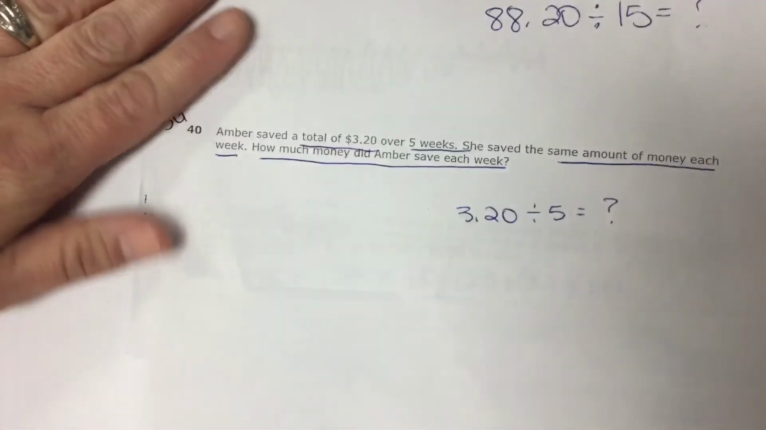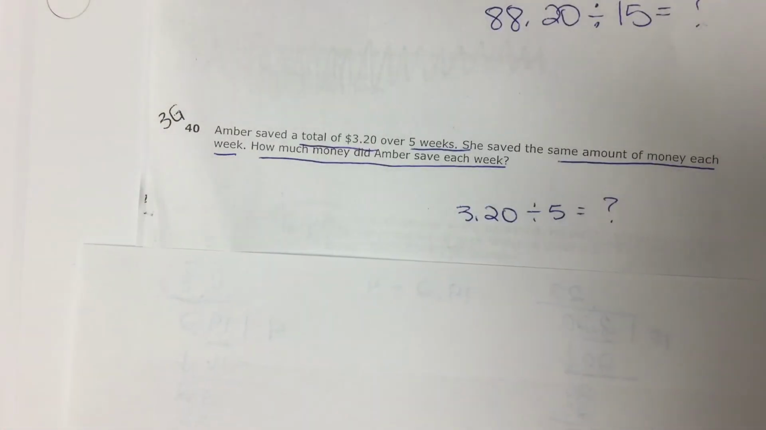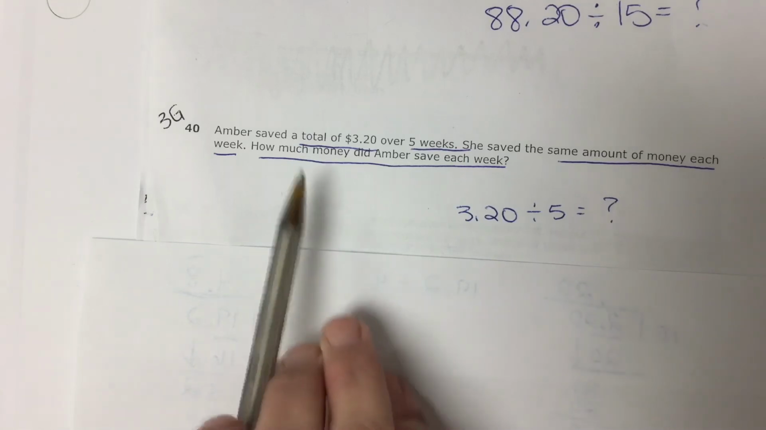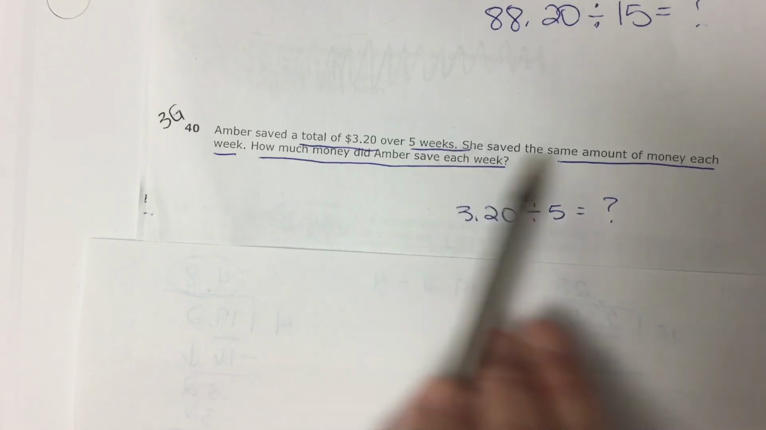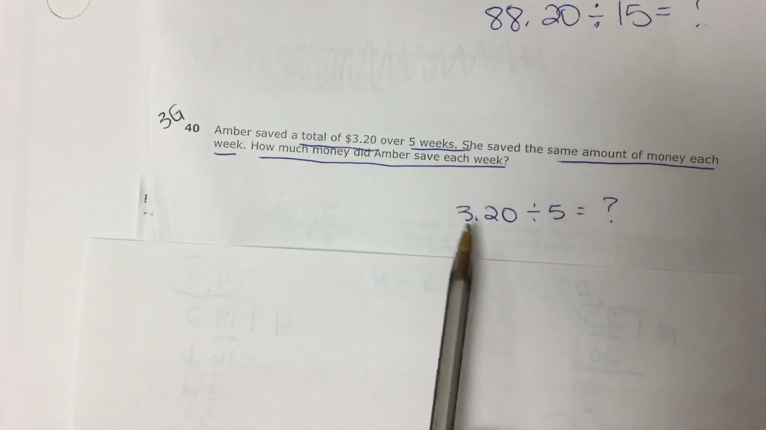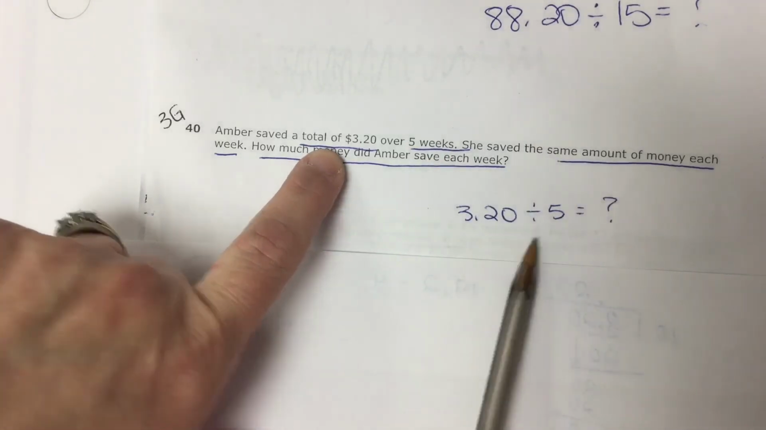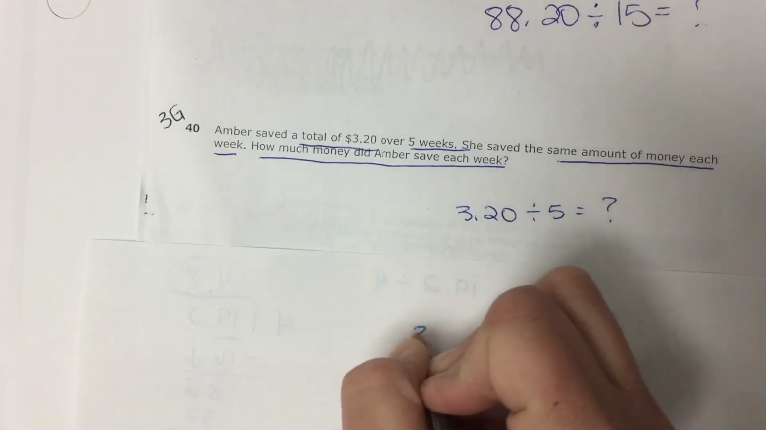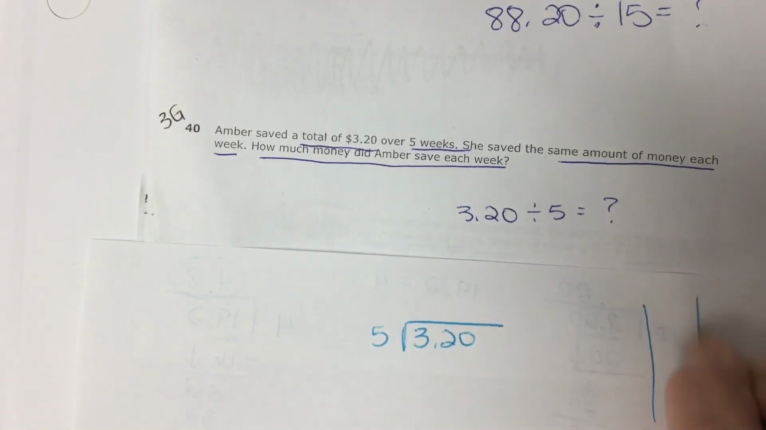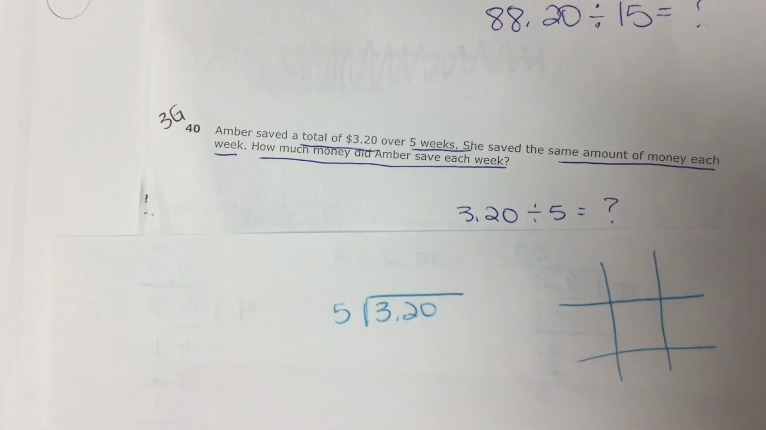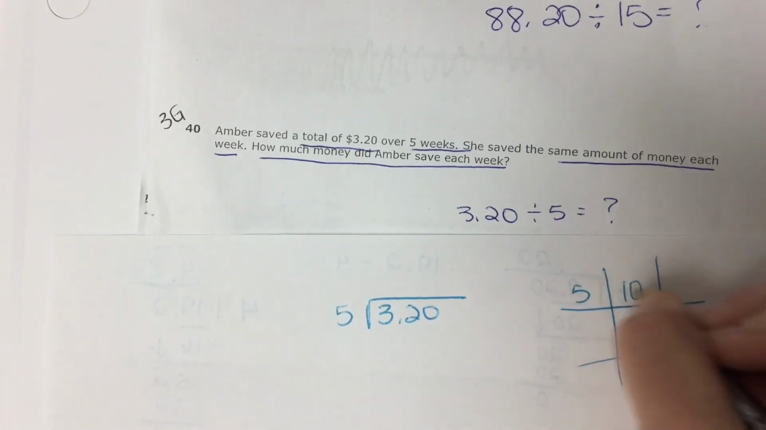All right, last one. Amber saved a total of $3.20 over 5 weeks. She saved the same amount of money each week. How much money did Amber save each week? So we know she had a total of $3.20 for 5 weeks, and that she saved the same amount each week. Because they gave me a total and they're saying that she saved the same amount each week, that's telling me it's a division problem. So $3.20 divided by 5. And you shouldn't have to do a tic-tac-toe board for 5, but we're going to do it anyways. Okay, go ahead and solve and give me your answer.